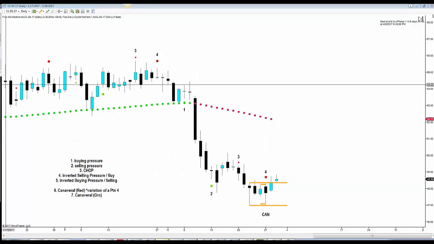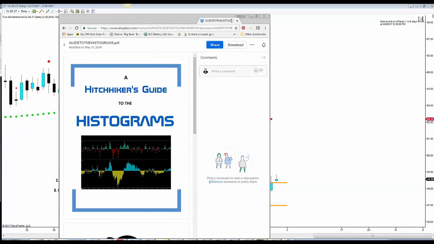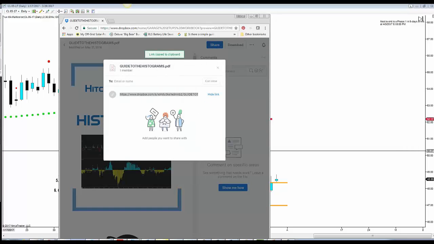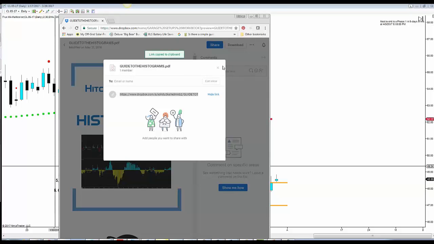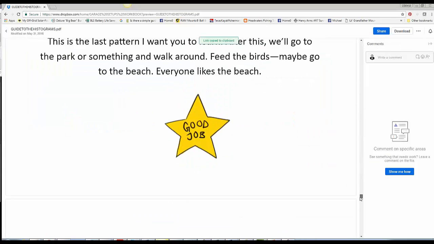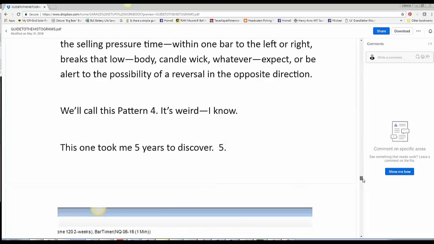So let me get a copy of your guide to the histograms from my Dropbox, and those of you that don't have this book, you're more than welcome to play with it. Where is it? There it is. Guide to the histograms. So it looks like this. I'll share it with everyone here, and there'll be copies in the YouTube video when we post this later today. And a pattern 4 is located about 7/8 of the way through the book. And it looks like this.